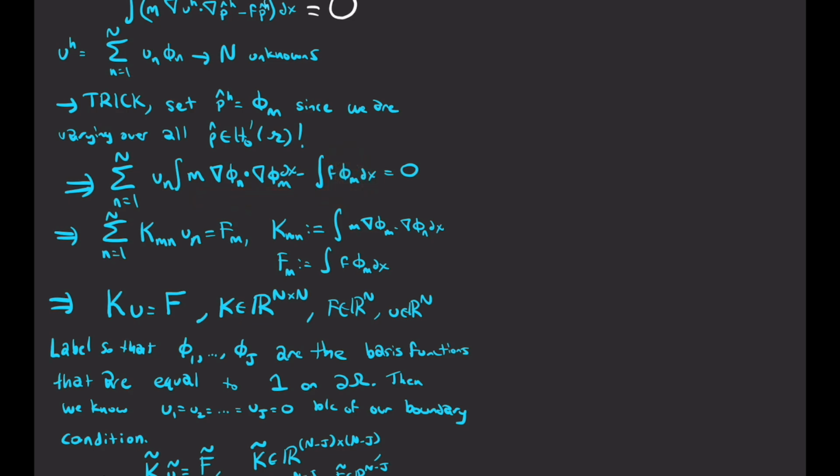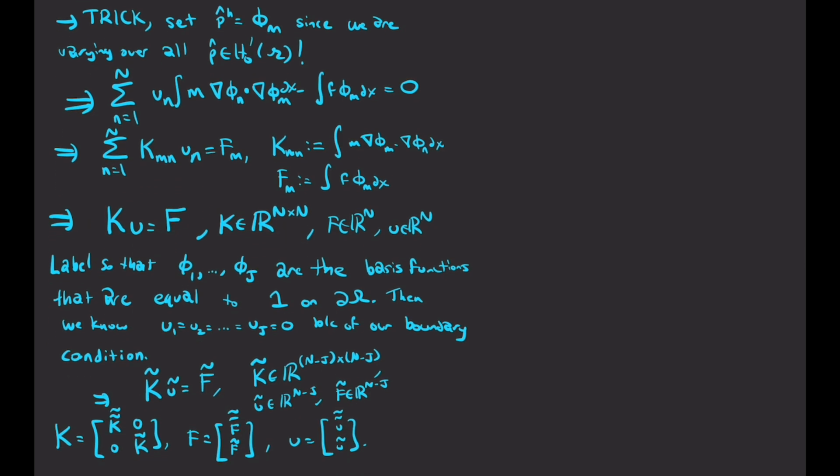So at the end of the day, this equation can be written as the sum over n of k_mn u_n equals f_m. And this looks like a matrix equation where each one of these are just values now, right? Because I can evaluate those integrals. So this is a matrix equation of the form Ku equals f, where K is in R^(n by n), f is in R^n, and u is in R^n.